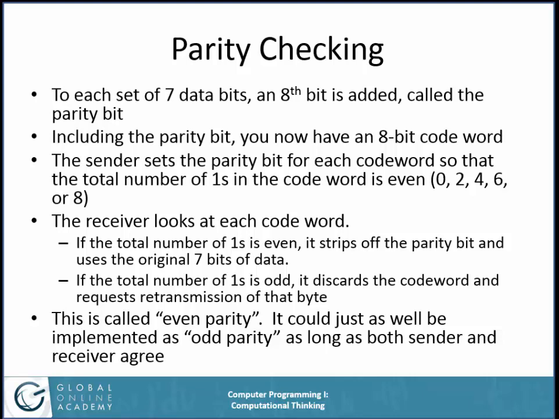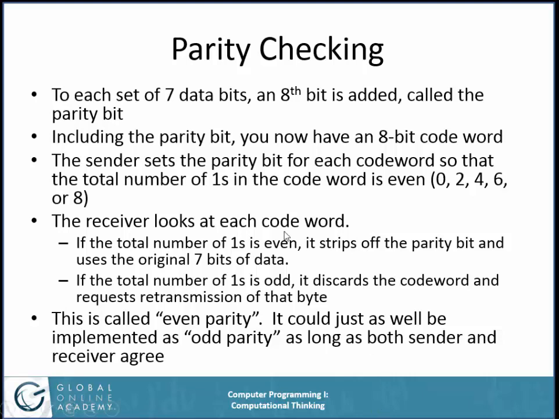The sender sets the parity bit for each code word so that the total number of ones in the code word is even, either 0, 2, 4, 6, or 8. So suppose your data was 1111111, 7 ones in a row. Wow, that's an odd number of ones, so you'd make the parity bit 1. So you'd have an even number of ones. Maybe your original data was 1000010. There were 2 ones in there. It's already even, so the parity bit you'd add would be 0.